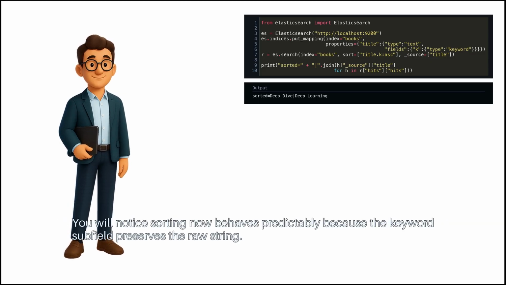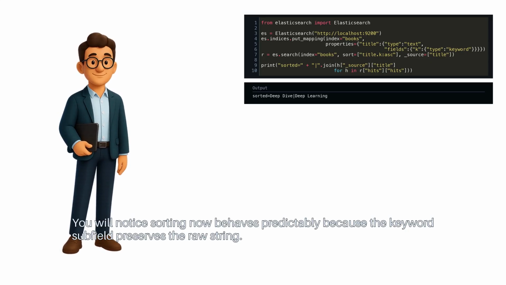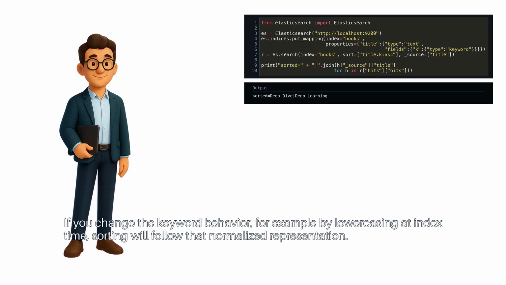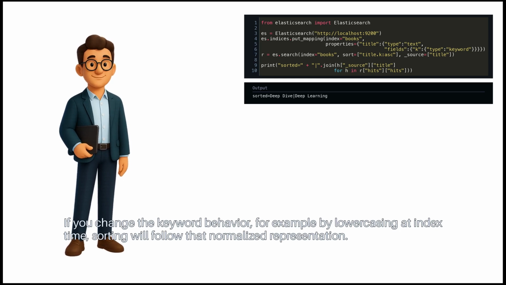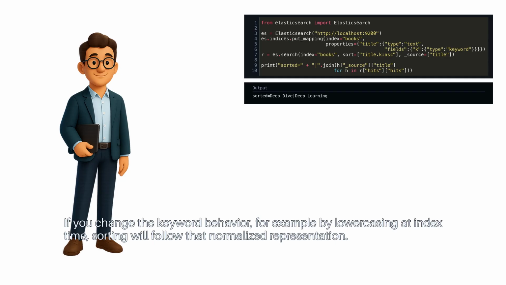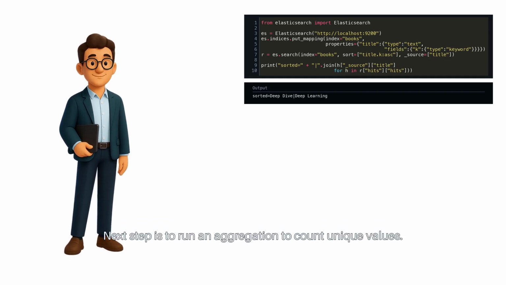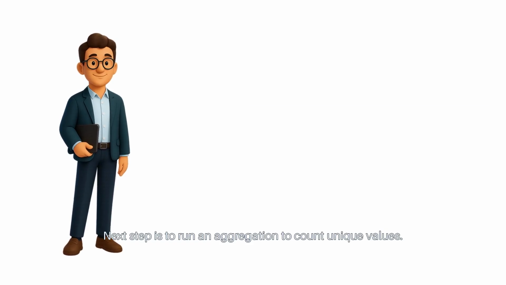You will notice sorting now behaves predictably because the keyword subfield preserves the raw string. If you change the keyword behavior, for example by lowercasing at index time, sorting will follow that normalized representation. Next step is to run an aggregation to count unique values.